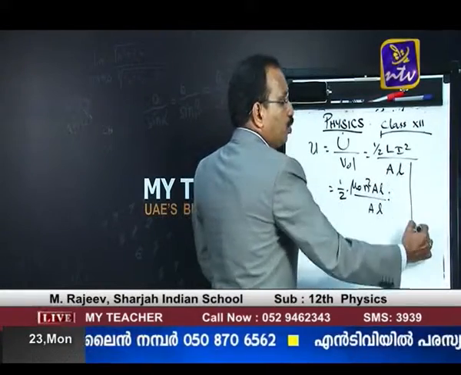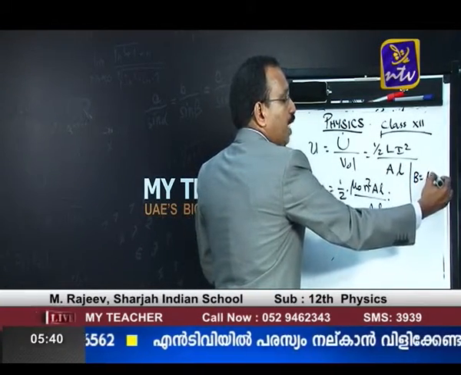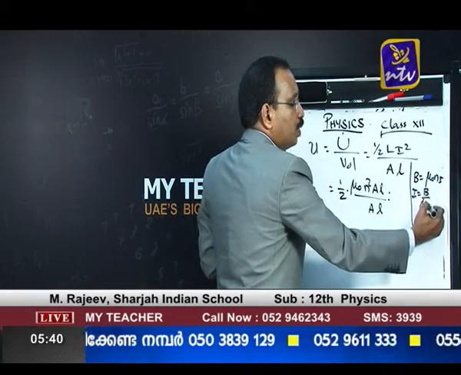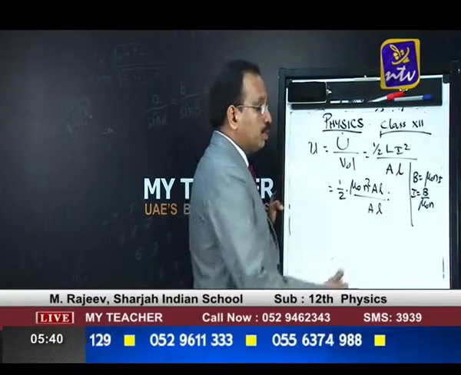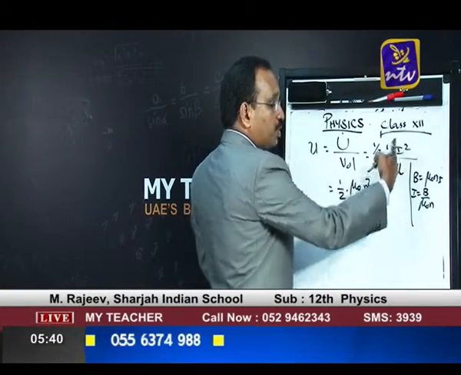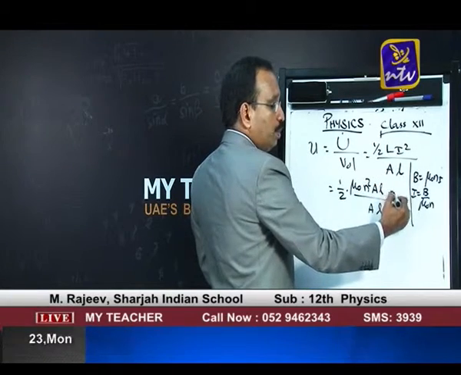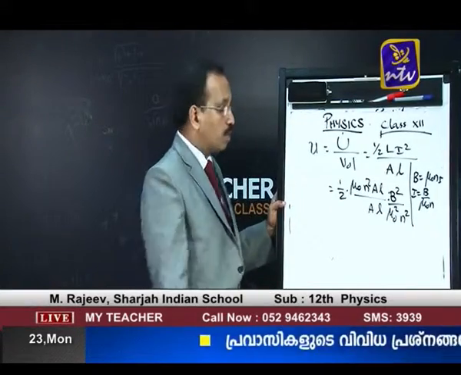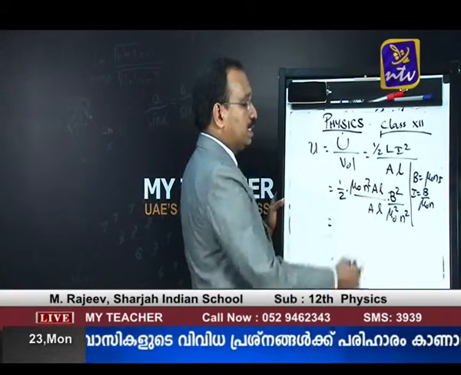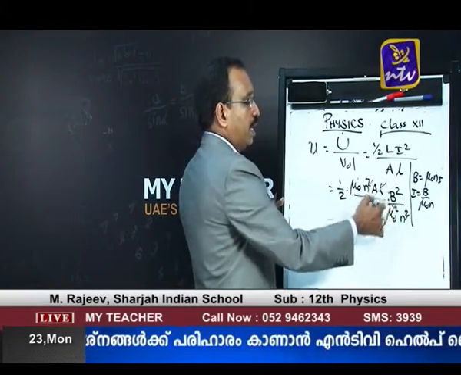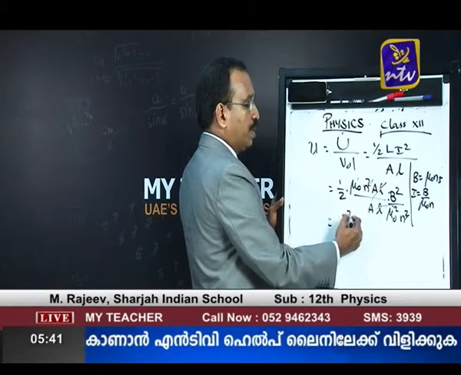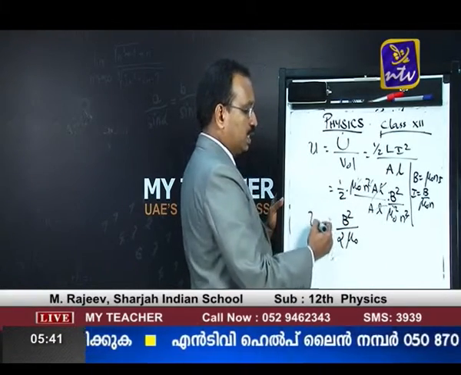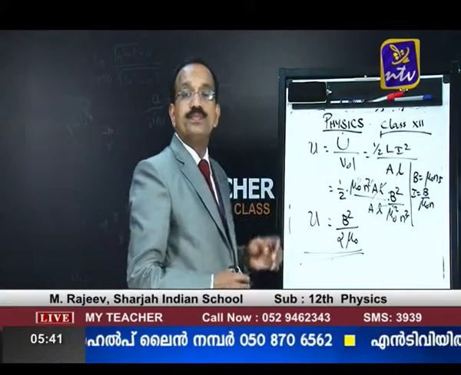But one equation we know, for magnetic field B is equal to mu 0 n i. So, what will be I then? I is equal to B by mu 0 n. That way we can write it over here, instead of I squared it is B squared by mu 0 squared n squared. On solving this, one mu 0 is cancelled, n squared is cancelled, Al is cancelled. So finally we get B squared by 2 mu 0. This is the energy density.